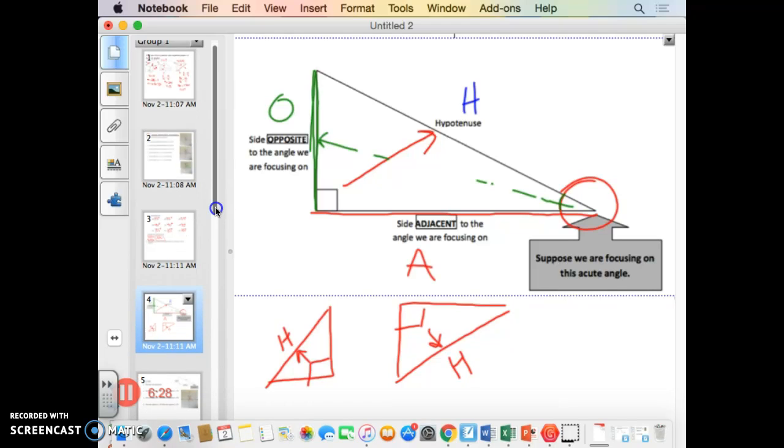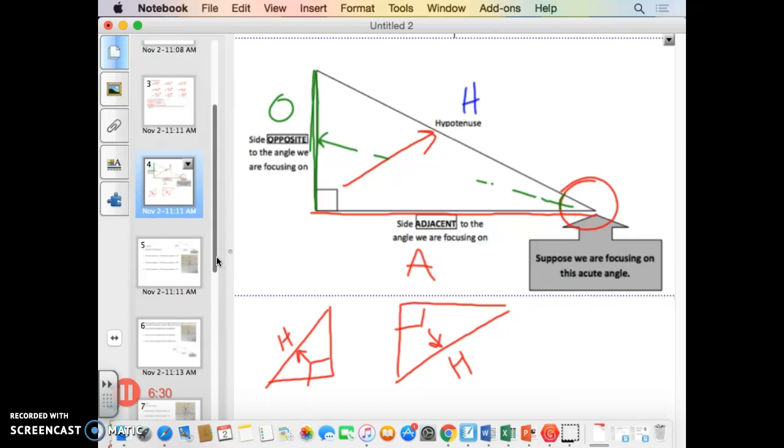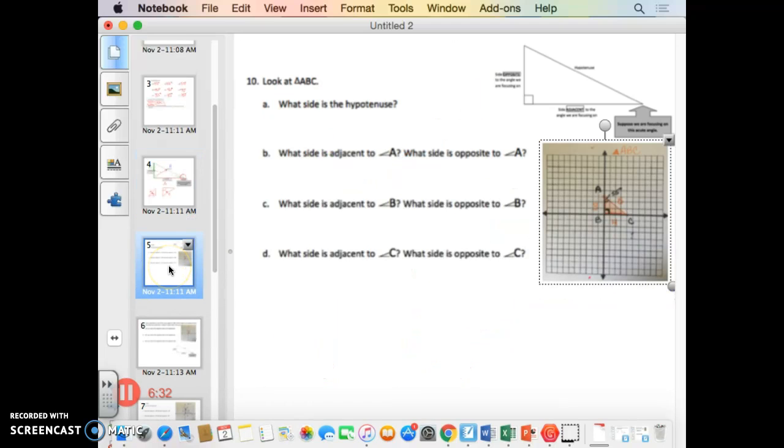Okay, now we know our vocabulary, and this picture is going to show up some more. We now have to look at some relationship. So if we're looking at our first triangle here, triangle ABC, we want to know which side is the hypotenuse. Well, the side that is the hypotenuse is this side right here. And we call that 5, or you could call it AC.